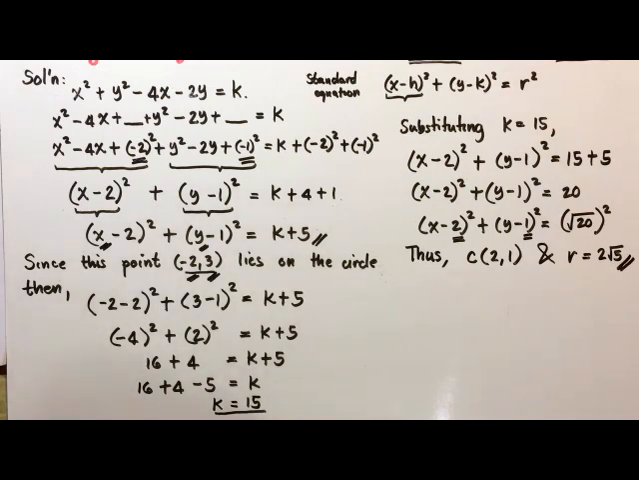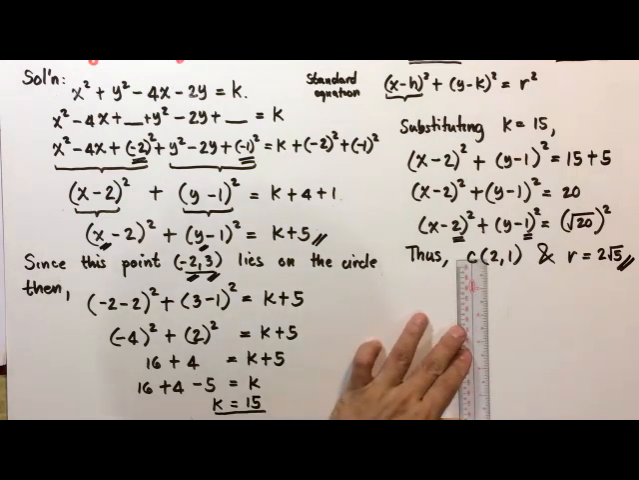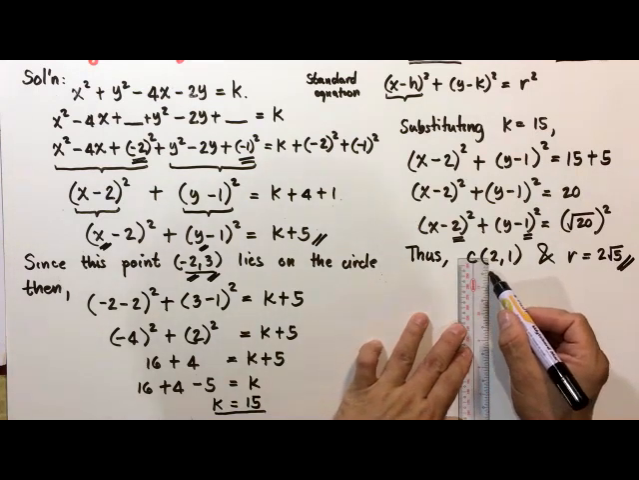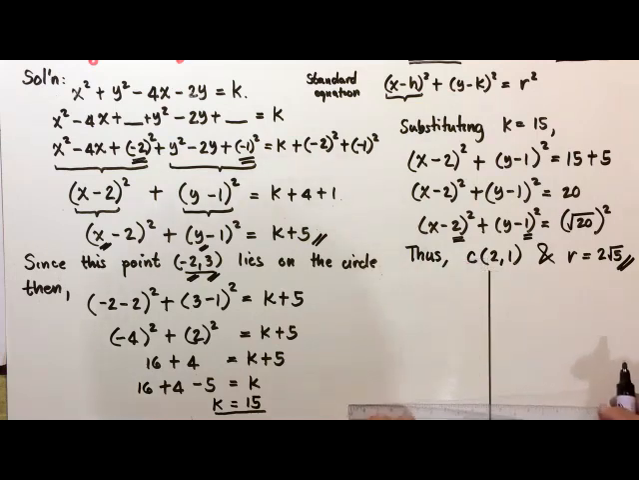And if you're going to see the graph of this, so what's the graph of this? If I graph this one here, the center is at the point (2, 1). So you move 2 units to the right from the origin and then 1 unit upward. This is the center of the circle, (2, 1).